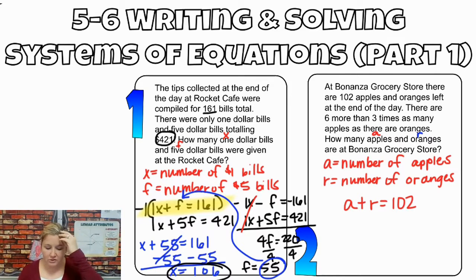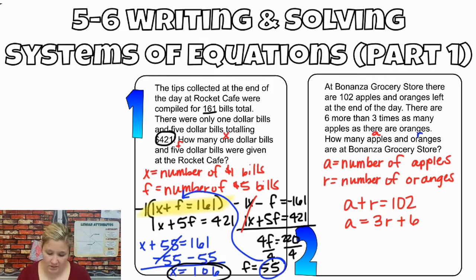And I also know that there are 3 times as many apples as there are oranges, plus 6 more. So the apples is 3 times as many oranges and 6 more. So we can kind of reword that.